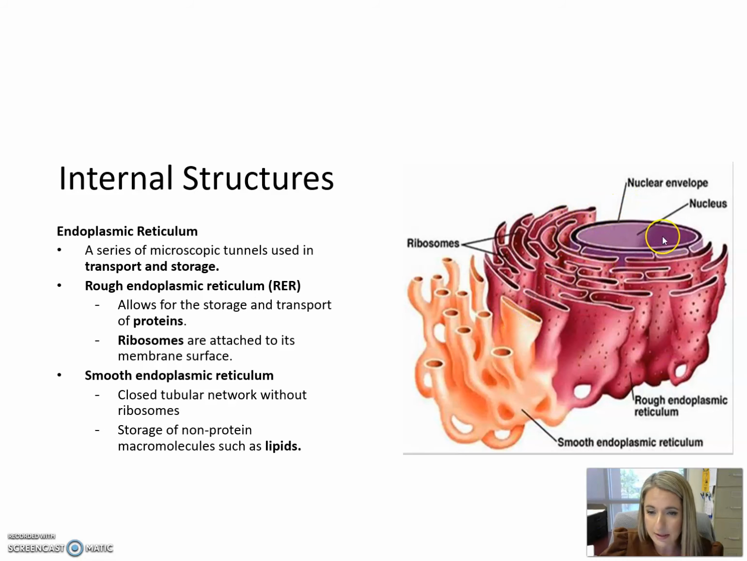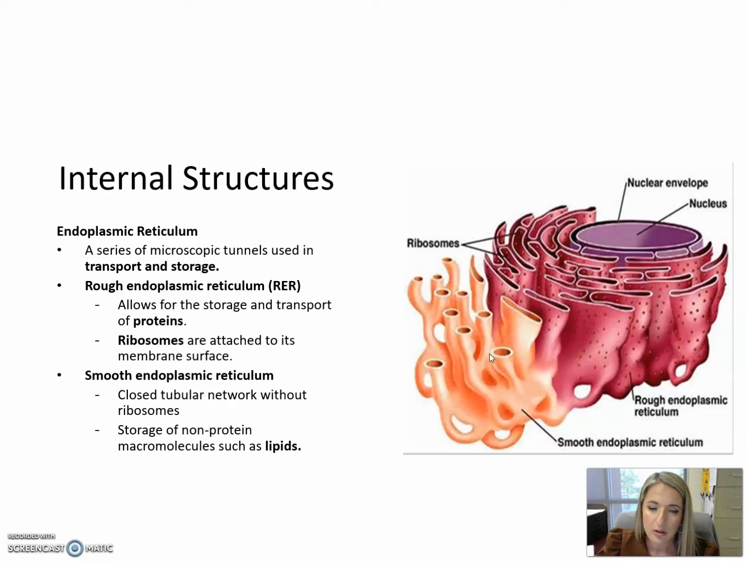So if we have the nucleus here, which houses the genetic material, extending directly off of that we have the endoplasmic reticulum. There are two different types of endoplasmic reticulum. There's the rough ER, or the rough endoplasmic reticulum, that we see here in the pink, and then extending off of that in the orange, we have the smooth ER, or the smooth endoplasmic reticulum. Now, collectively, the endoplasmic reticulum is involved in transport and storage. The two different types are involved in transport and storage of different things, but the collective function is transport and storage.